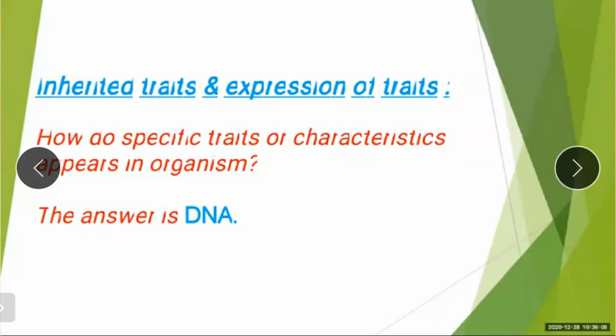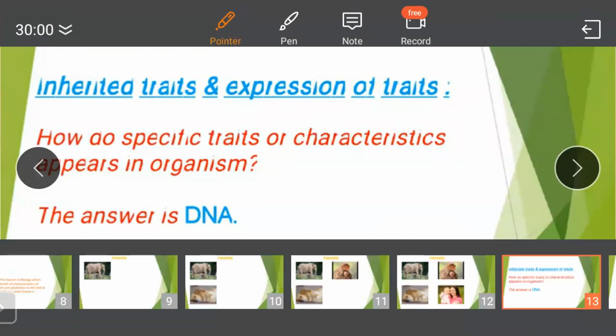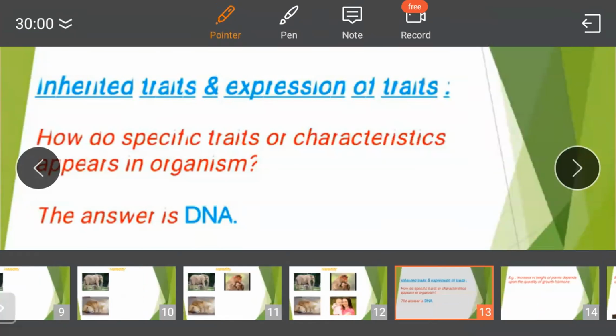Now, though there are many similarities between parents and their offspring, there are some differences too. Yes or no? When we say that there are many similarities between parents and their offspring, we can see there are some differences also. Yes or no? Yes. So, the similarities and differences are all the effect of heredity. This is all due to what? Effect of heredity. So now let us study the mechanism of heredity. Now we can move forward. What is the mechanism of heredity?